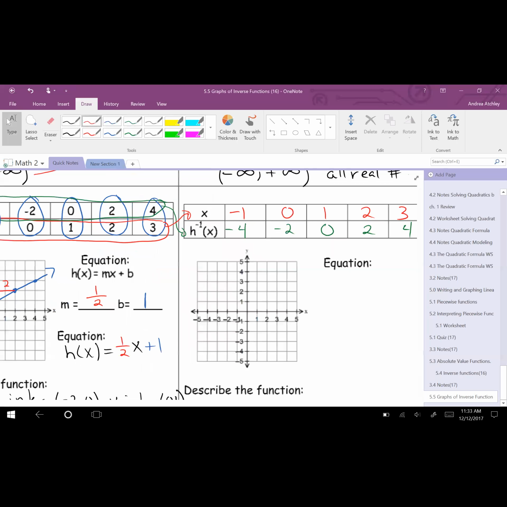So I'm going to graph where x is -1 and y is -4. I'm going to graph where x is 0 and y is -2. I'm going to graph where x is 1 and y is 0. I'm going to graph where x is 2 and y is 2, then 3 and 4. Any questions over that? We're all good?